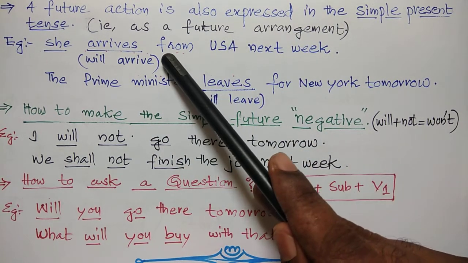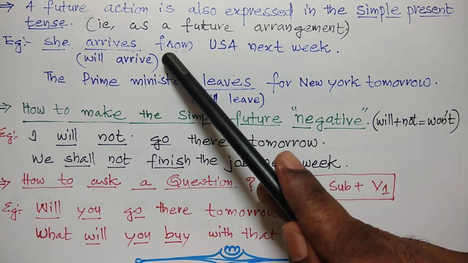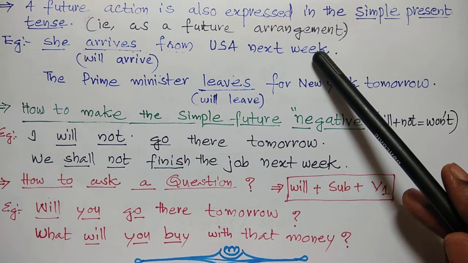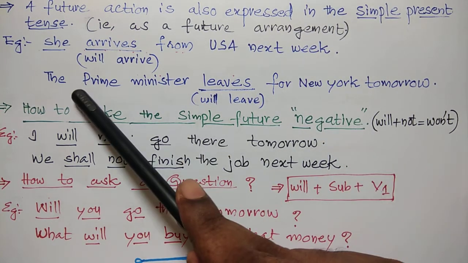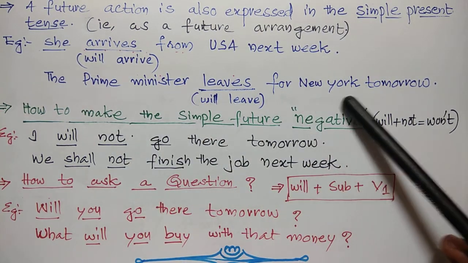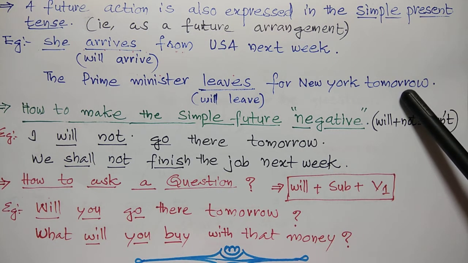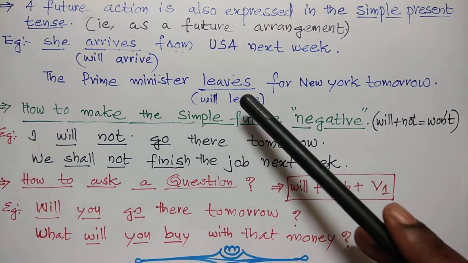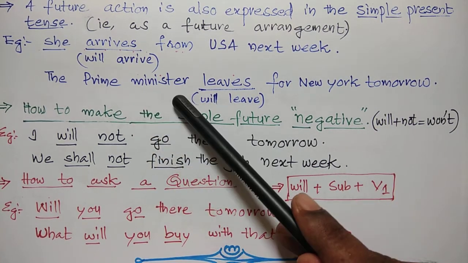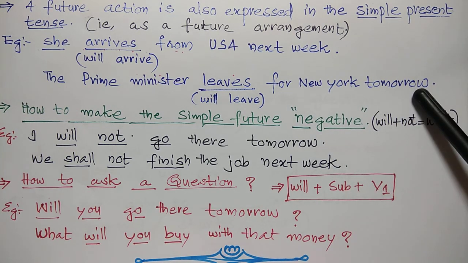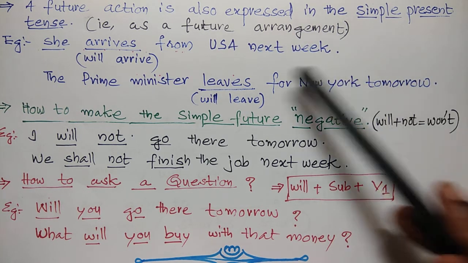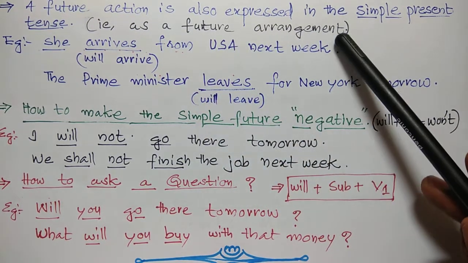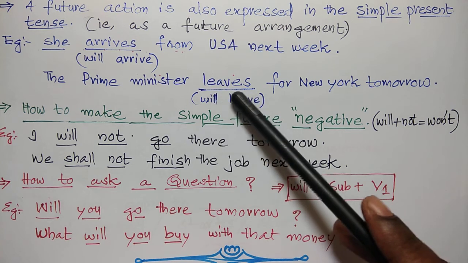But as a future arrangement, we are using this form. She arrives from USA next week. This is also right. The Prime Minister leaves for New York tomorrow. Another future arrangement. We can also say the Prime Minister will leave for New York tomorrow. But as a future arrangement, then we can use simple present.